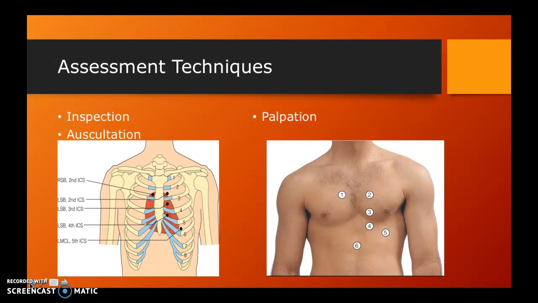The third place is left sternal border, third intercostal space. And then number 4 is the fourth intercostal space. And then the fifth is going to be the left midclavicular, fifth intercostal space. And then number 6 here for palpation, that's something you don't have to do, but that's where you're going to be palpating lightly to see if you feel any bulging in that abdominal aorta.